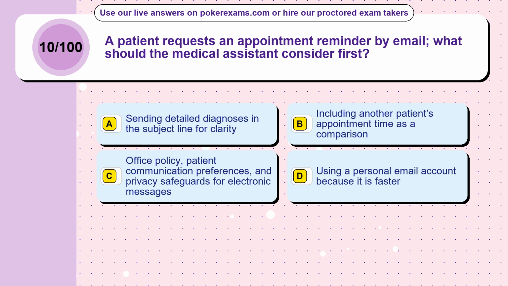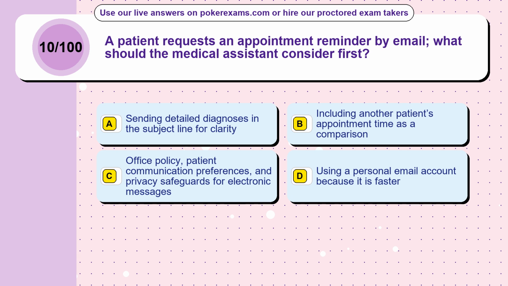Question 10. A patient requests an appointment reminder by email. What should the medical assistant consider first? Option A. Sending detailed diagnoses in the subject line for clarity. Option B. Including another patient's appointment time as a comparison. Option C. Office policy, patient communication preferences, and privacy safeguards for electronic messages.